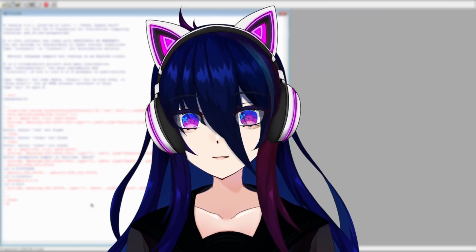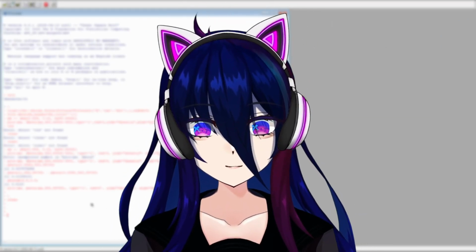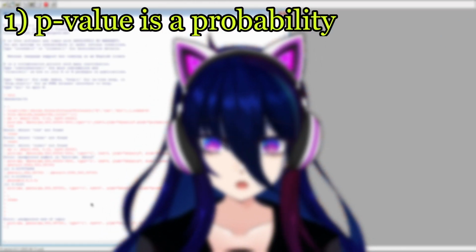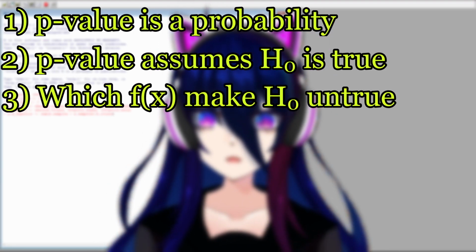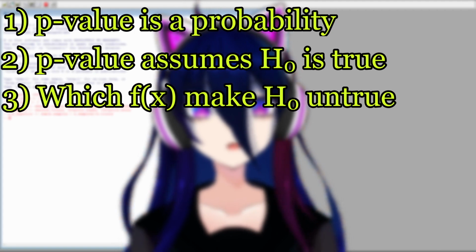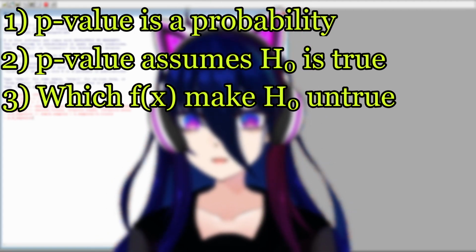That was a lot, and it doesn't exactly roll off the tongue super well, so I get being confused about it. So here are some key points we have to remember. First, the p-value is a probability. Second, the p-value assumes that the null hypothesis is true. Third, to determine the p-value at all, we have to figure out what values of the test statistic contradict the null hypothesis.